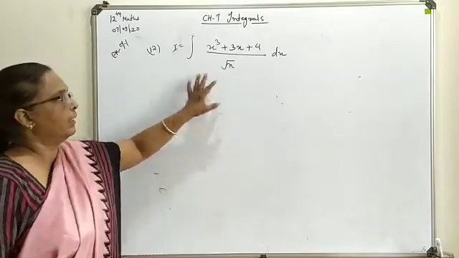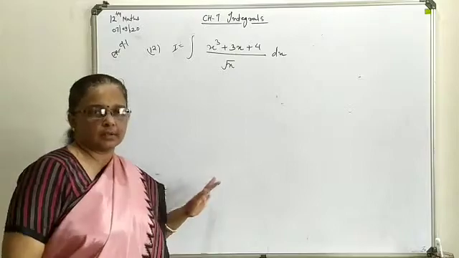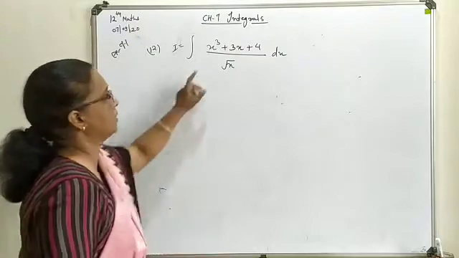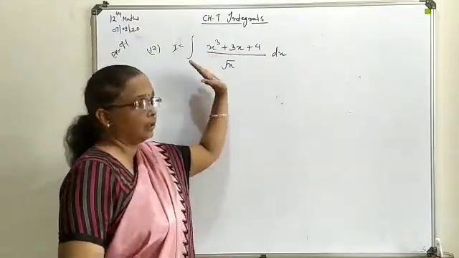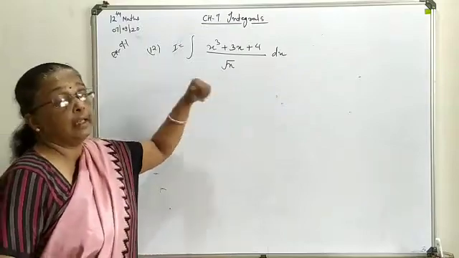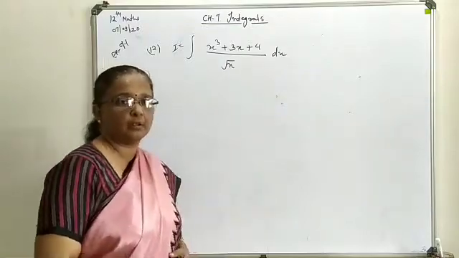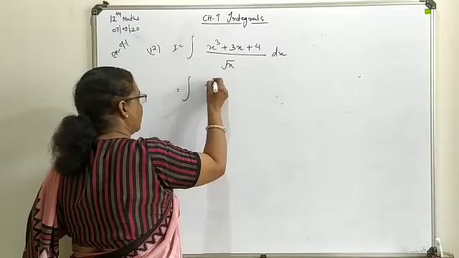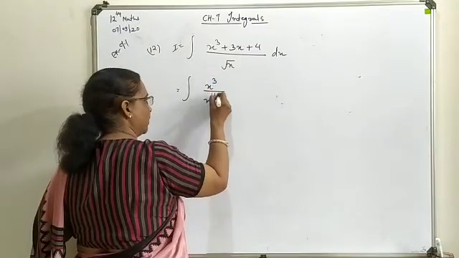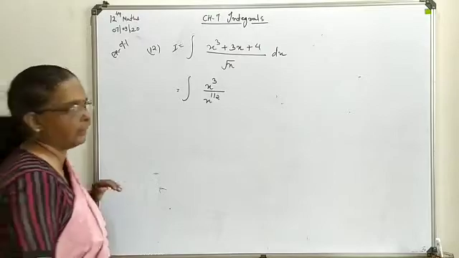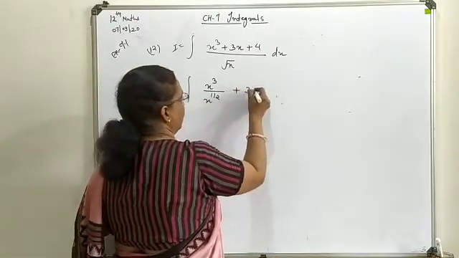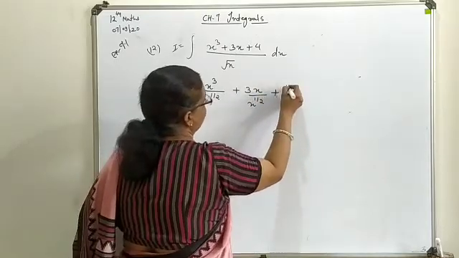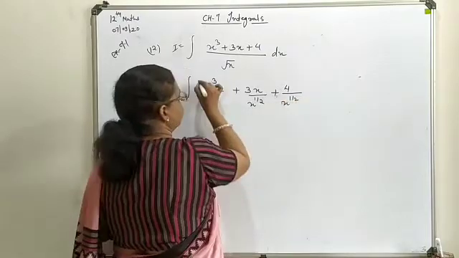Means first of all, we have to convert this question with a single term in such a way that all terms you can handle individually for integration. For that purpose, each term in the numerator gets divided by this x power half, then make adjustment of the power and then proceed for integration. So how to make them separate? x cube upon x power half, so easily the powers can be adjusted. Now here it is 3, x power 1 is already there, this is x power 1 by 2, plus 4 upon x power half.